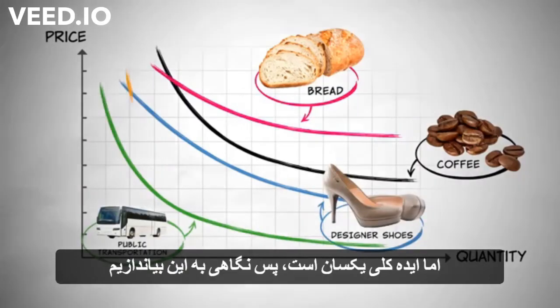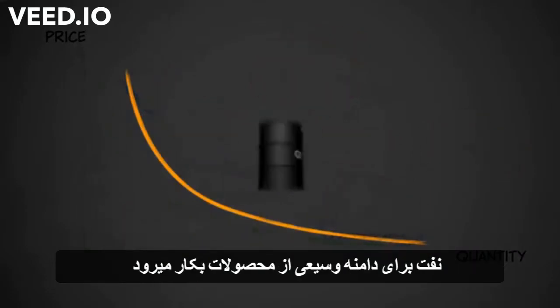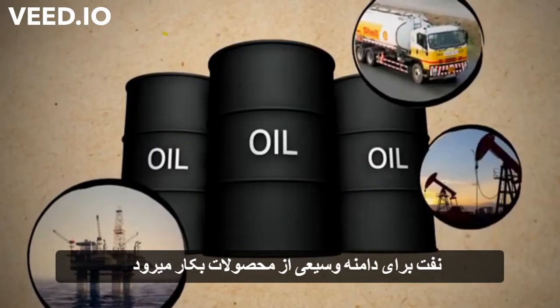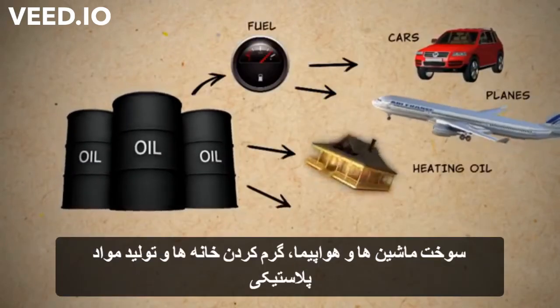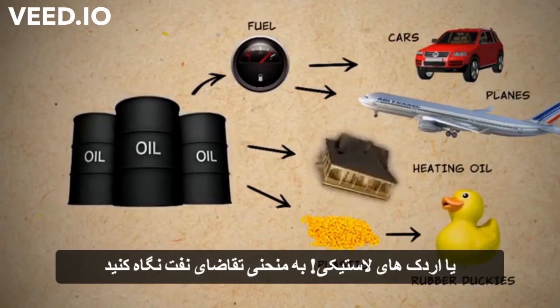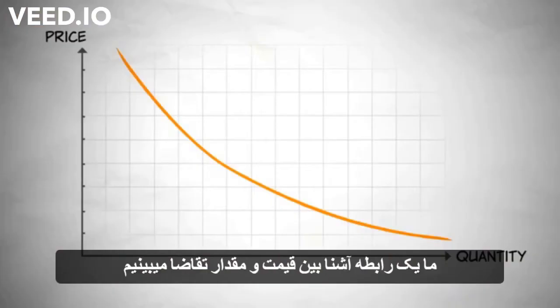So let's look at the demand curve for one of the most important products in the world, oil. Oil is used in a wide variety of products, from fueling cars and planes to heating homes and making plastic for rubber duckies.